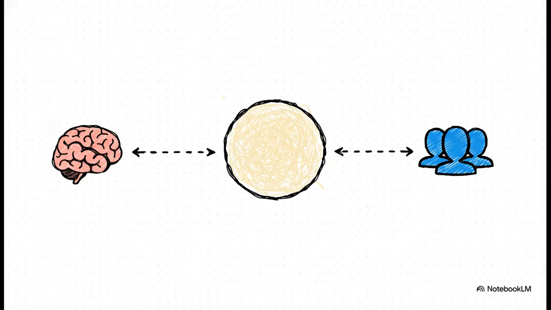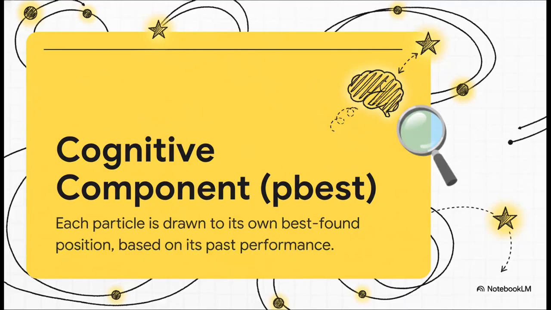And this breaks it down perfectly. You've basically got two competing forces at play. On one side, you have what we call the cognitive component, which is just a fancy way of saying trust your own experience. And on the other side, you've got the social component, which means learn from what's working for the group.